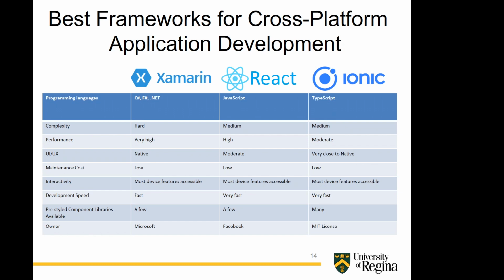Development speed is very fast for React and Ionic, while it's a little slower for Xamarin due to the language complexity. Ionic is known for having many libraries available to the developer, while React and Xamarin don't have as many. All of the 3 tools are open source. Xamarin is owned by Microsoft, React is owned by Facebook, and Ionic is under the MIT license.